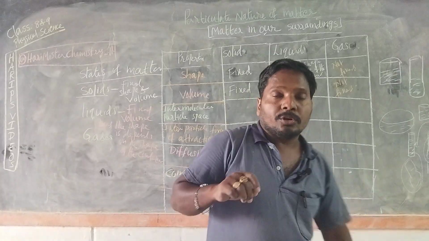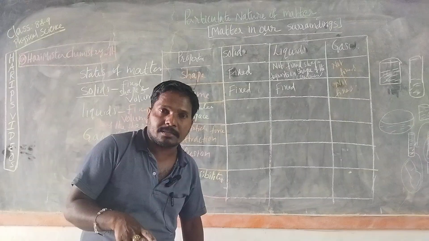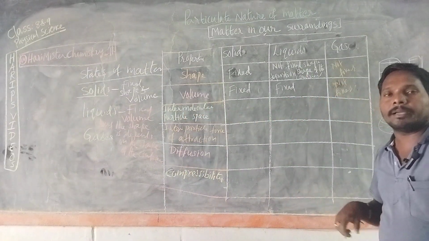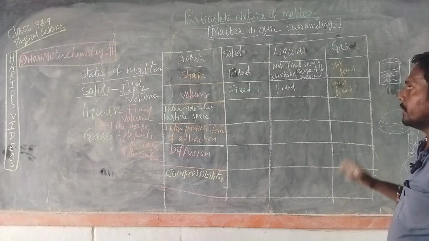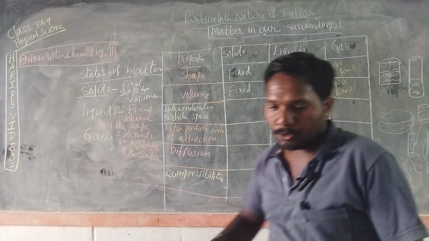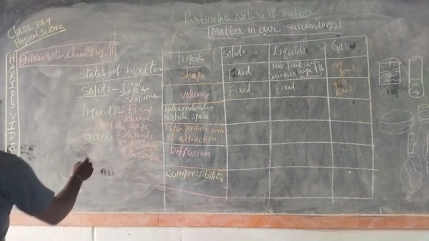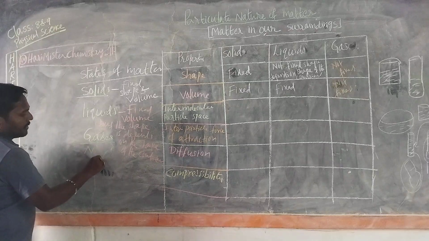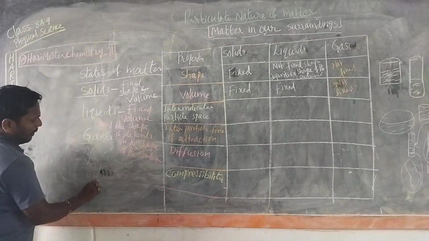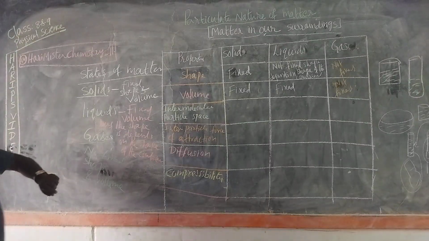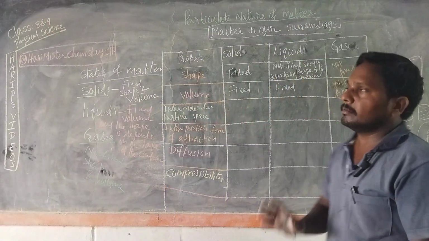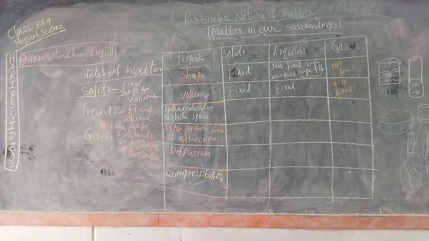Sorry for the interruption. Can we say the shape of the gas? Can we say how much space is occupied by the gases? Generally, we cannot say. So they have no fixed volume. So gases have no fixed shape and no fixed volume. So these are some properties of matter.